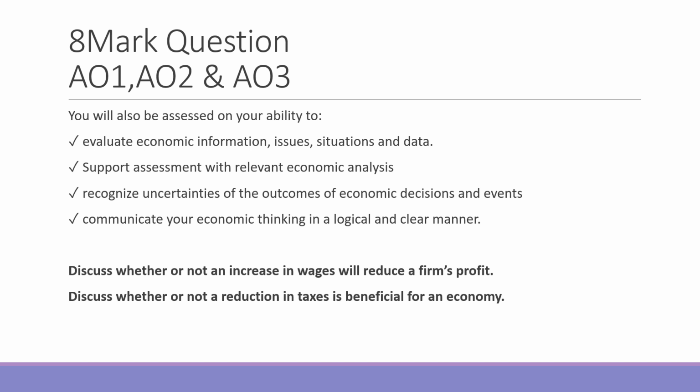So here we are saying that it is about recognizing the uncertainties of the outcomes of economic decisions and events. When the wage rate increases, that is an economic decision. What will be the outcomes? Uncertainties. So where will be the problem? A to Z, a very detailed explanation is needed in the discuss question. Especially keep in mind knowledge and application and analysis, and one diagram and one last evaluation.